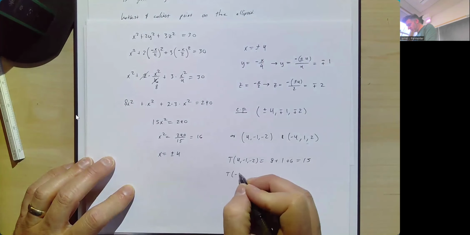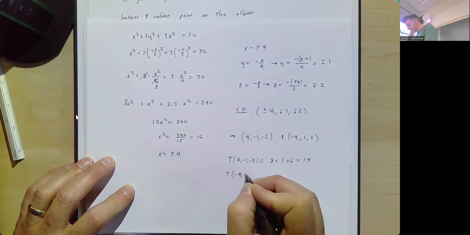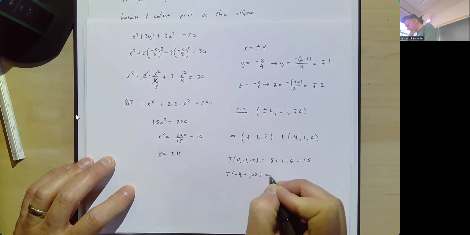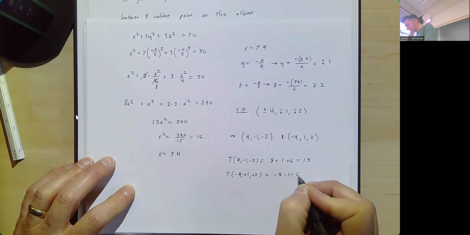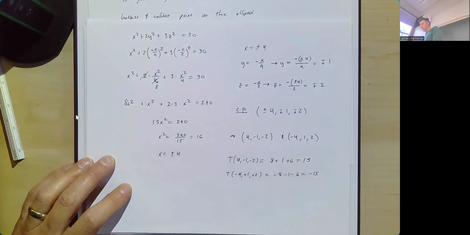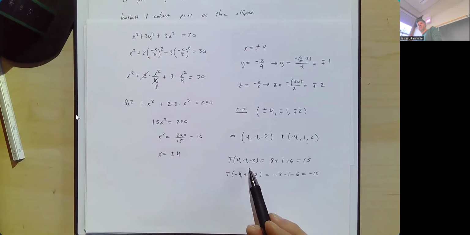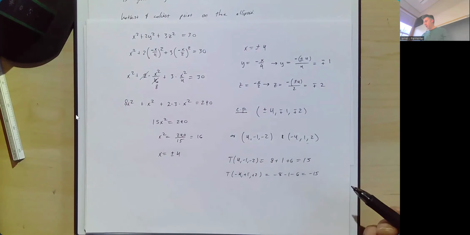Similarly, if I change all those signs, then I'm going to get -8 minus 1 minus 6, which is -15. So at this point on my ellipsoid, the temperature is 15 degrees. At this point on my ellipsoid, the temperature is -15 degrees. Cool.